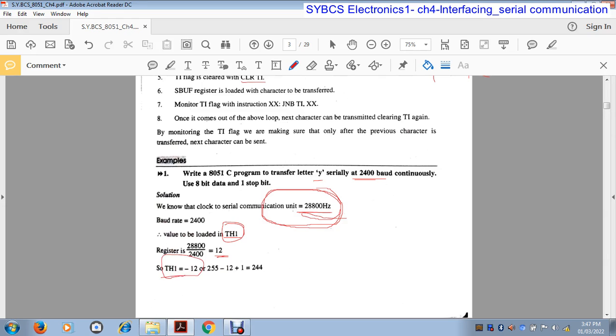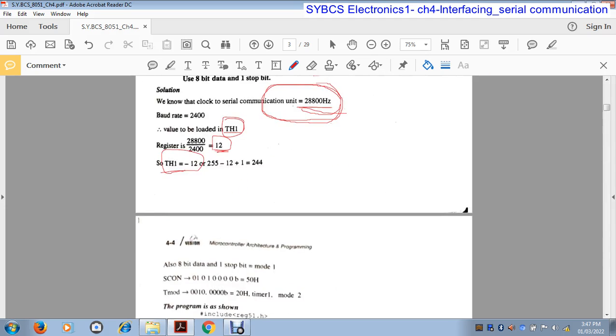So how do we load the value in the TH1 register? The serial communication frequency, which is 28,800 here, is divided by the given baud rate, and then we get 12. So this 12 value is loaded in the TH1 register.